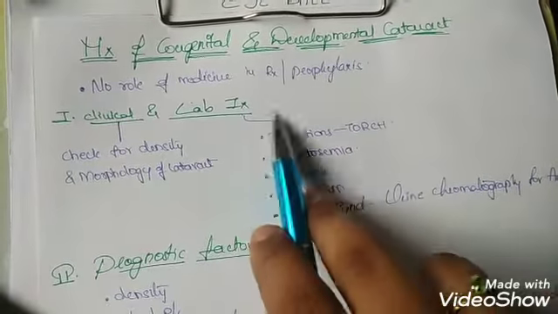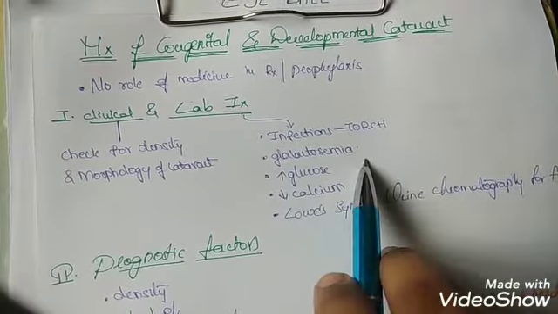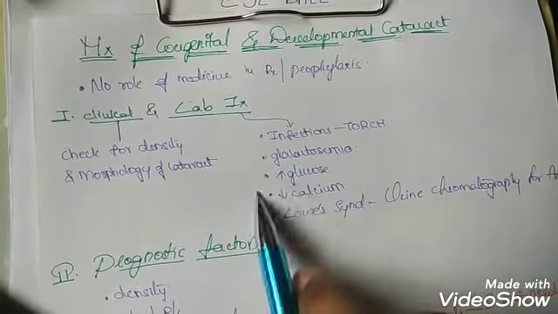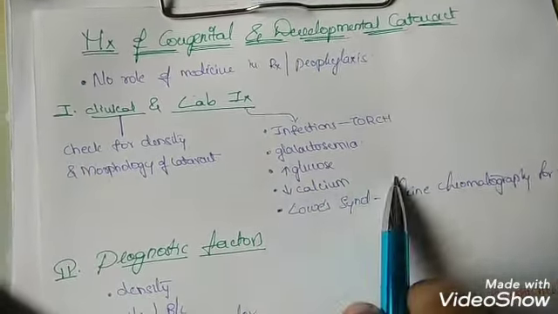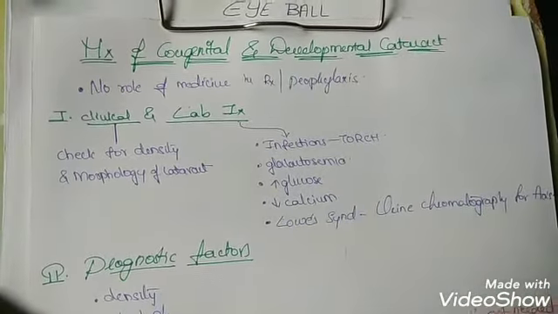And then lab investigations, we check for any infections, that is TORCH kind of infections. We check for galactosemia, any galactose in the blood, increase in glucose levels, hypocalcemia, and then Lowe syndrome. How we check for Lowe syndrome is urine chromatography for amino acids.